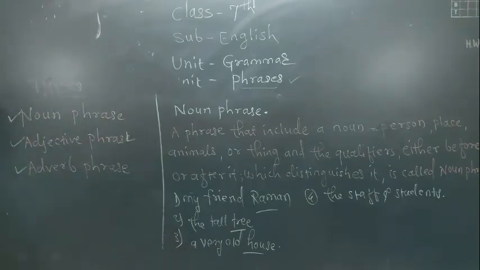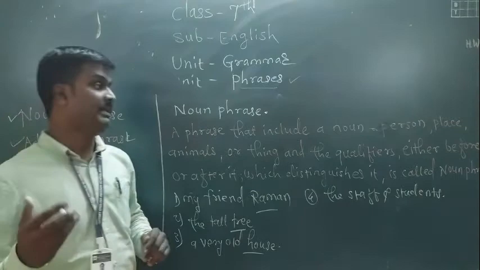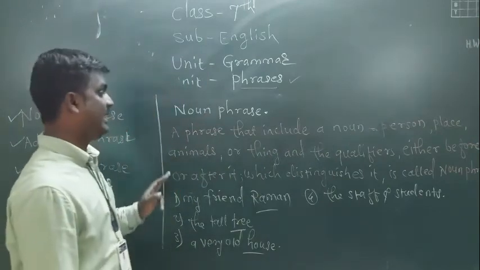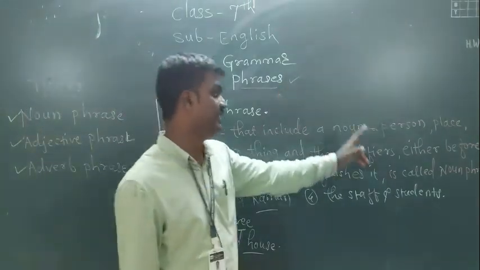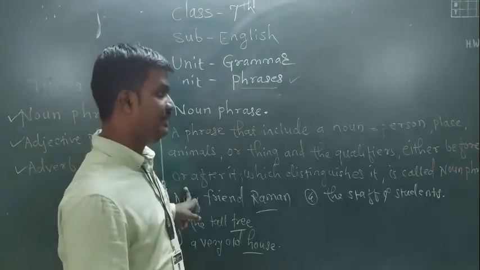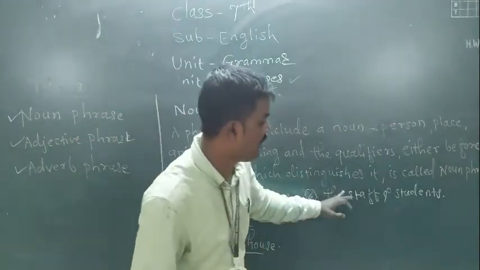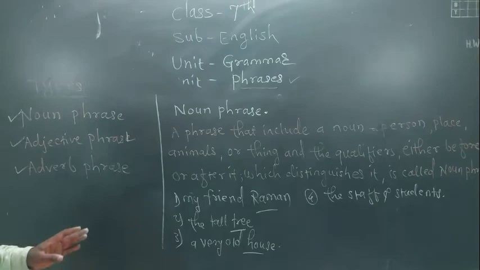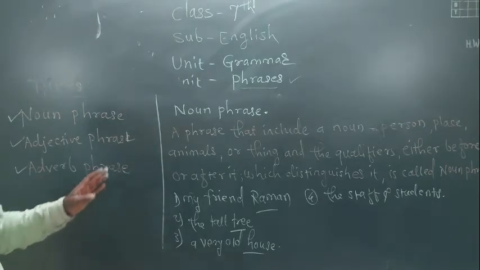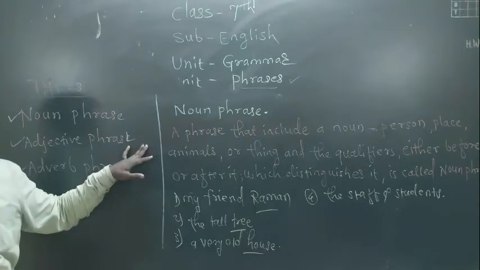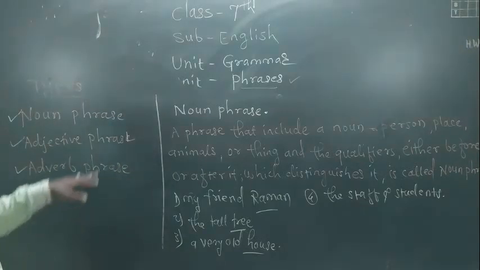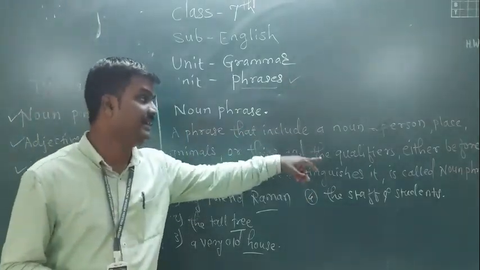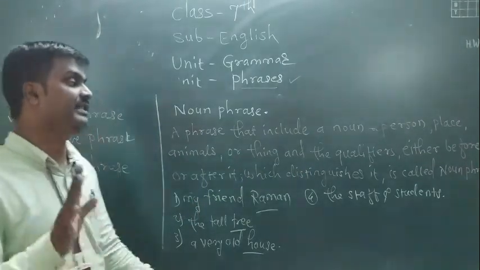See friends, what is meant by noun phrase? A noun phrase is a phrase that includes a noun, person, place, animal, things, and qualifiers either before or after, which distinguish it. You understood this? When a noun is included in the phrase, that is called a noun phrase. A phrase that includes the noun and the qualifiers before or after it is called a noun phrase.